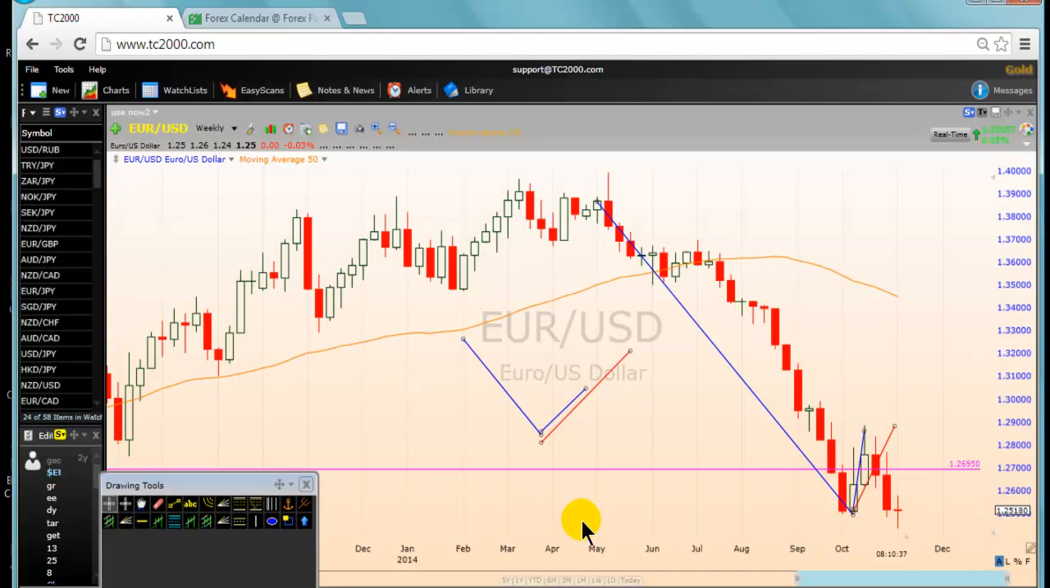So you see the setup now. Price went down strongly, telling us that the bearish momentum is strong. There is a rally, yes, second condition.